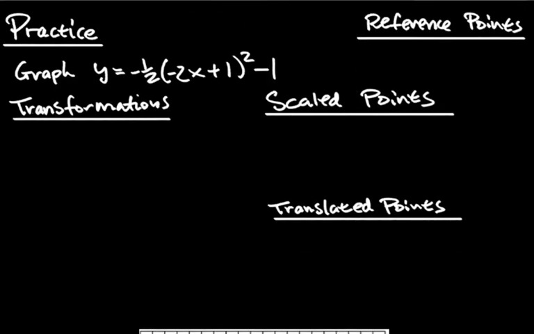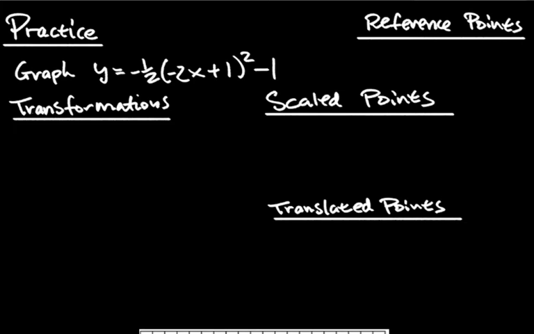Alright, so let's practice reference points for this. This is a parabola. How you can tell is by this thing, the squared. So negative 1/2 times negative x plus 1 squared. So parent graph, and then minus 1.